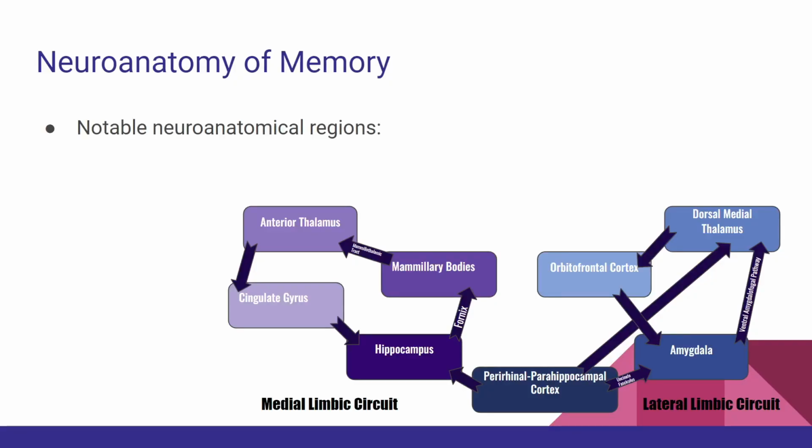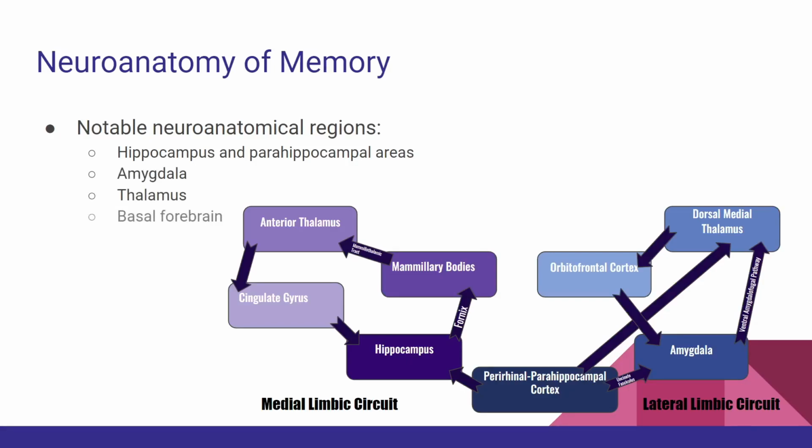The next neuroanatomical system we're going to discuss is the memory system. So there's a few notable neuroanatomical regions associated with the memory system. So there's the hippocampus and parahippocampal areas, the amygdala, the thalamus, and the basal forebrain.